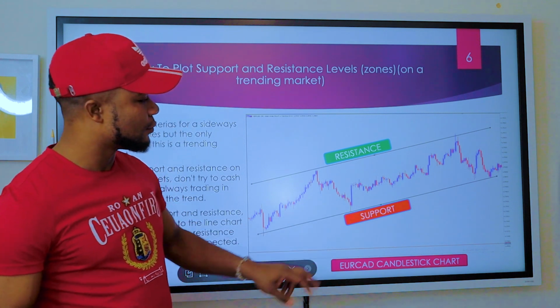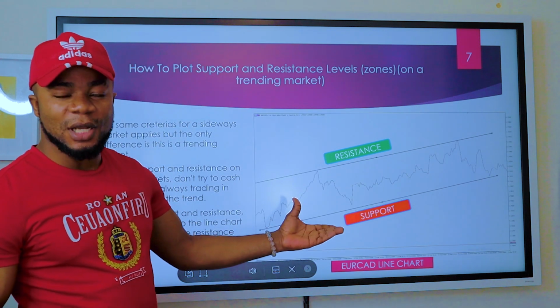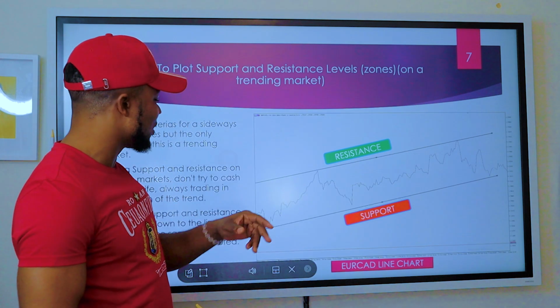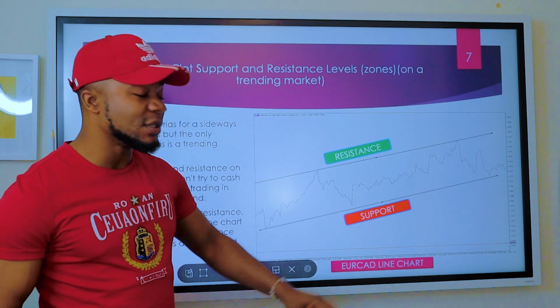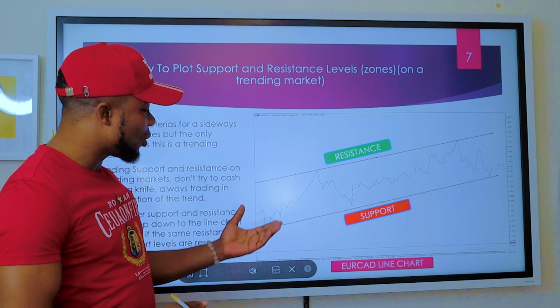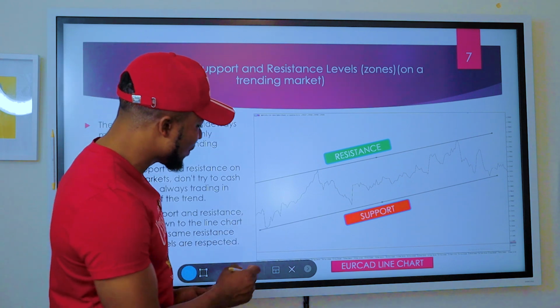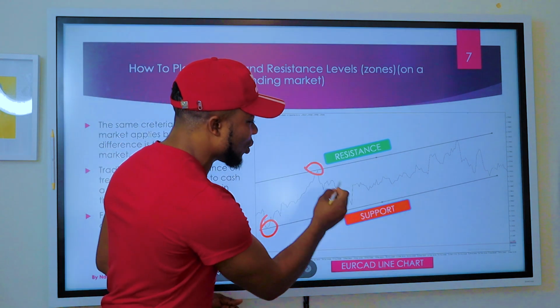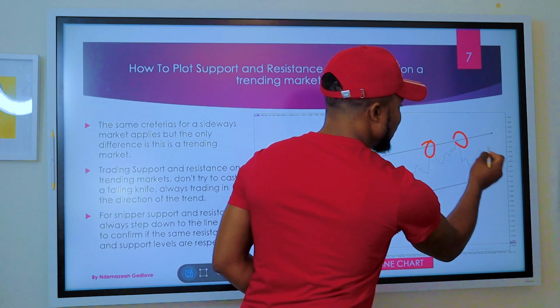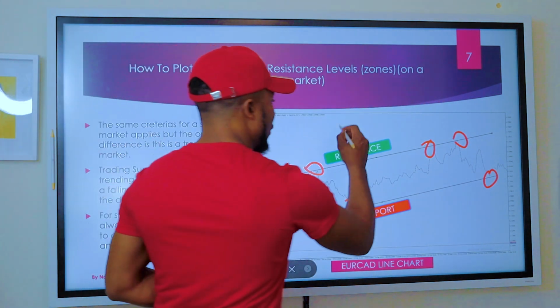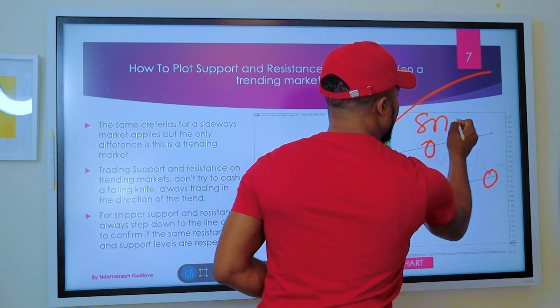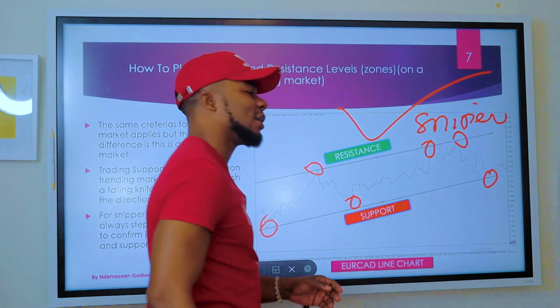So see this. You can see this is the same chart. This is the chart on the candlestick chart, and this is the same chart on the line chart. And if you can see on the line chart, the same touches we had, the same thing on the line chart, which is what? Confirming that this is a sniper support and resistance.